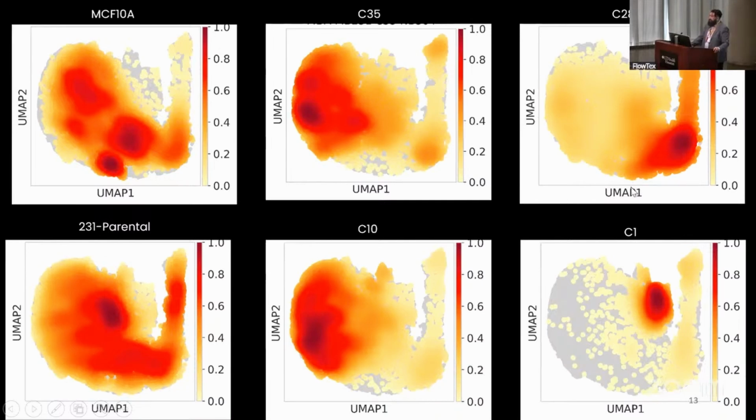This was something we were not really expecting. I didn't expect C1 to be highly localized to an area, and then C28 also being highly localized. There's some overlap, but it's not to the same probability space that a cell would occur. What is interesting too is that this 231 parental is seen in the other ones, but not to the degree it's seen in the parental. And then you have some shared morphology space between all samples. So it could be this memory from normal breast cells to a triple negative breast cancer cell line.